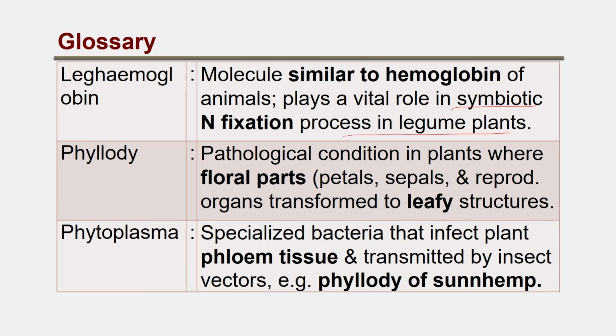Phyllody: it is a kind of disease caused by mycoplasma-like organisms and a pathological condition in plants where floral parts, petals, sepals and reproductive units transform to leafy structures, means the flower is overall transformed into leafy structure and there will not be any pollination, fertilization or seed development. Phytoplasma: specialized bacteria that infect plant phloem tissues and are transmitted by insect vectors. Phyllody of sannhemp is caused by phytoplasma.